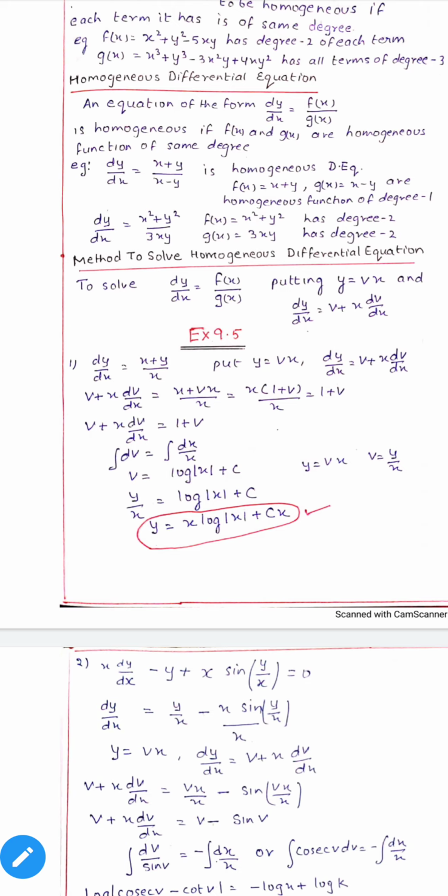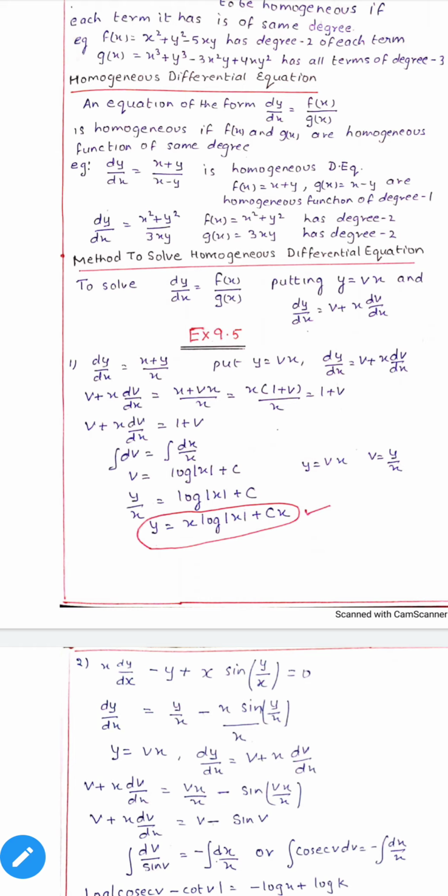Let us see the first question, exercise 9.5. dy/dx = (x + y)/x. Put y = vx, dy/dx = v + x dv/dx. Now in place of dy/dx, put v + x dv/dx, and on the right hand side where you see y, we put vx. Take x common. After cancelling x, we get 1 + v on the right hand side. So v + x dv/dx = 1 + v.